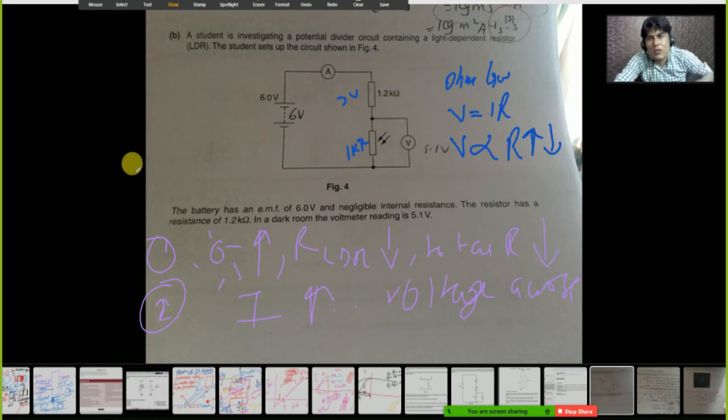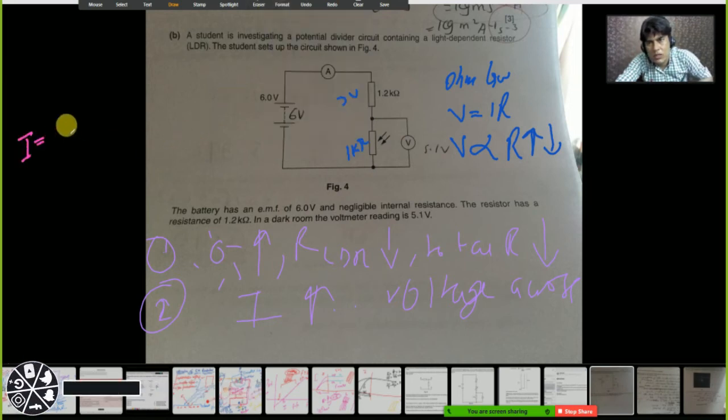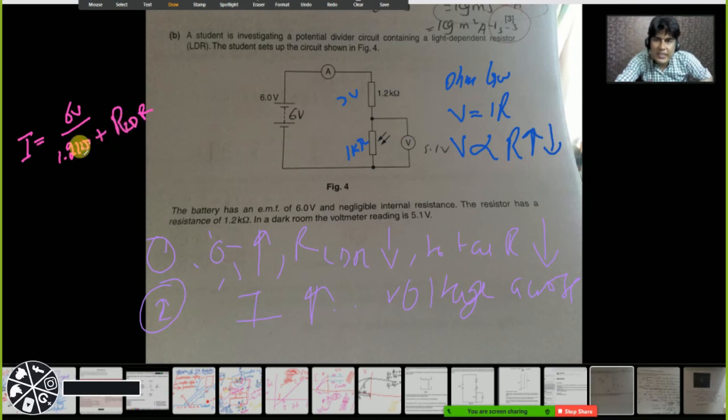For the ammeter you will also use this formula, that the current is equal to 6 volt divided by 1.2 kilo ohm plus the unknown resistance of the LDR. So if this resistance decreases, it means the current will increase, because it has an inverse relation. So current will increase, so the ammeter reading will also increase.